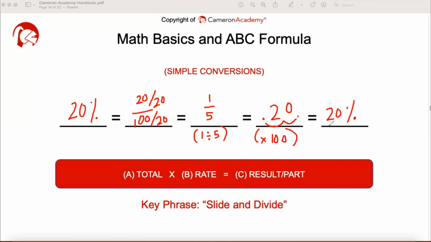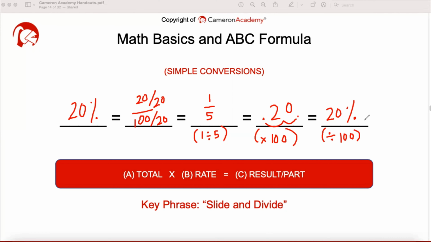Well, you would take the 20% and you'd simply reverse the math. You'd divide by 100 since we multiplied to convert from decimal into percentage. And it would look like this. Or you can take the decimal point and move it 2 spaces in the opposite direction.